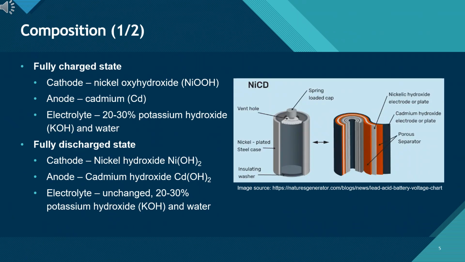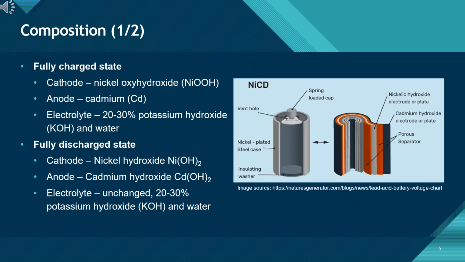Now let's take a closer look at what makes up a nickel-cadmium NiCd battery. When the battery is fully charged, the cathode is made of nickel oxyhydroxide, or NiOH. The anode is cadmium metal, Cd. In between, the electrolyte is a solution of potassium hydroxide, typically 20 to 30% mixed with water. Notice that the electrolyte itself doesn't really change. It acts more like a medium that allows ions to move around.